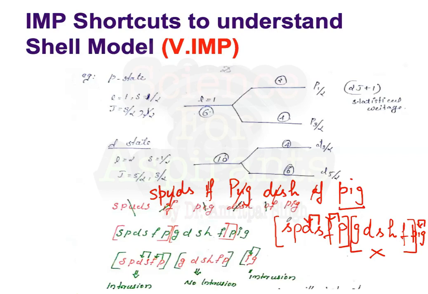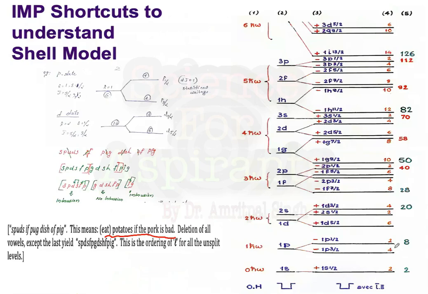By this way you can remember this: Spuds if pug dish of pig. You remove all the vowels from this sentence, and you can remember the sequence, how the nucleons are occupying the higher energy, how the energy is being occupied within these nucleons.